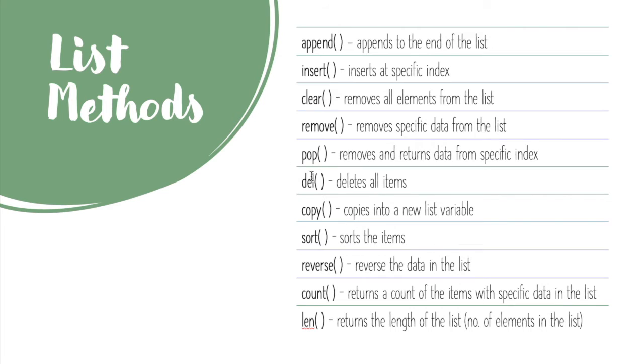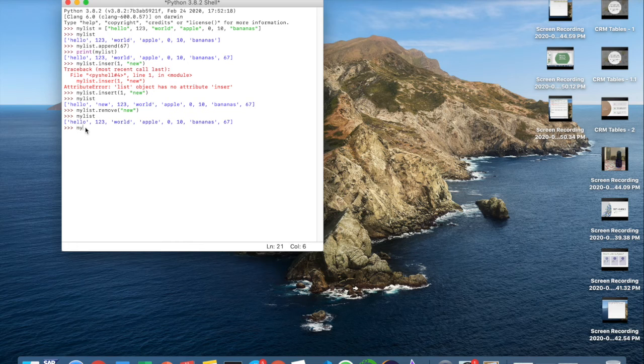Next up, we have pop. It removes and also returns the data. If you're familiar with algorithms and data structures, you will know that pop is a common function of a stack. It behaves very similarly in Python lists as well. So my list dot pop. If you do not pass any data here, then it will automatically pop the last value. But you can also pass a specific index. Let's look at the list now. It does not have 67 anymore because it has already been popped out.